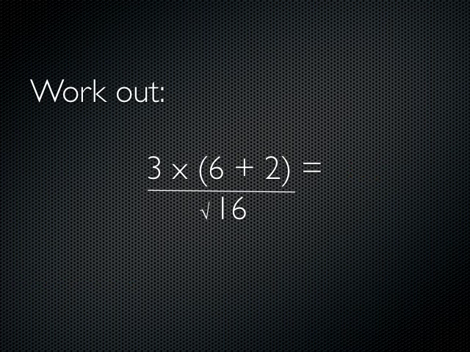Here's our final example. Looks quite scary at the beginning, but it's actually not that hard. Okay, we've got 3 times 6 plus 2 in brackets divided by the square root of 16. Let's remember Bidmas again. This time we have got brackets, so we'll do the brackets first. The brackets here say 6 plus 2. So 6 plus 2 equals 8. Then, once we've done the brackets, we have an indices there. We've got the square root of 16. And the square root of 16 is 4.